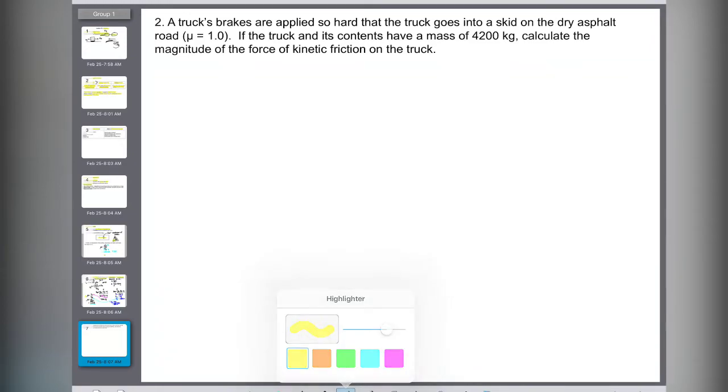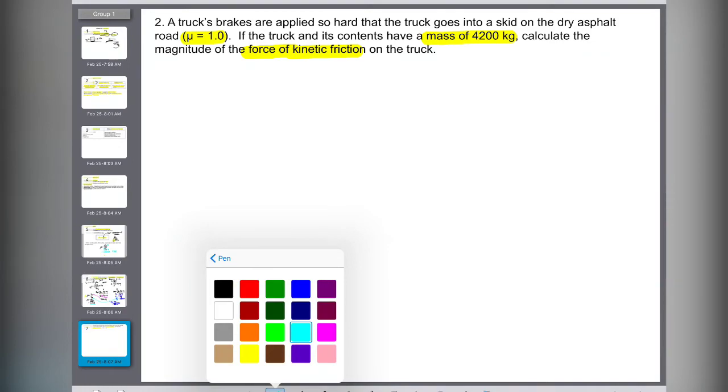Last question. A truck. Brakes are applied so hard that the truck goes into a skid on a dry asphalt road. So mu is 1.0. If the truck and the contents have a mass of 4,200 kilograms, calculate the magnitude of the kinetic friction. So force of kinetic friction on the truck.